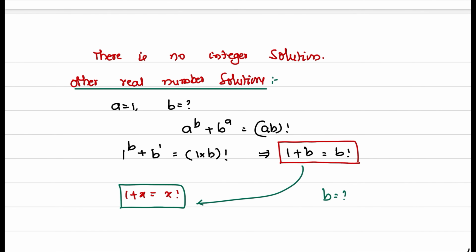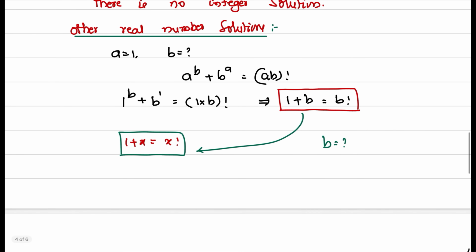We have found that value of x in that lecture, x is equal to 2.56. Similarly, what will be the value of b? b will be 2.56. That means if a is equal to 1, b is equal to 2.56. That is the solution. Similarly, for a is equal to 2, you will get some other value of b. b is equal to how much? You treat it as a homework.